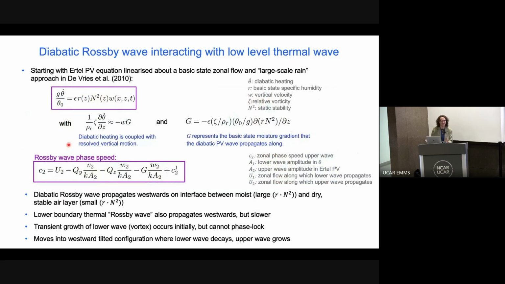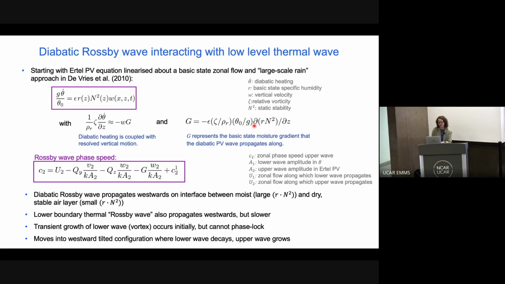We could also calculate the phase speed for these two Rossby waves, and we've done this by starting with the Ertel's potential vorticity, linearized about the basic state, and we used the large-scale rain approach outlined in De Vries, and this is what we got. Maybe the key point here is that the diabatic heating term is proportional to the vertical velocity, coupled with the resolved vertical motion. And G here is the basic state moisture gradient that the diabatic Rossby waves are propagating on.